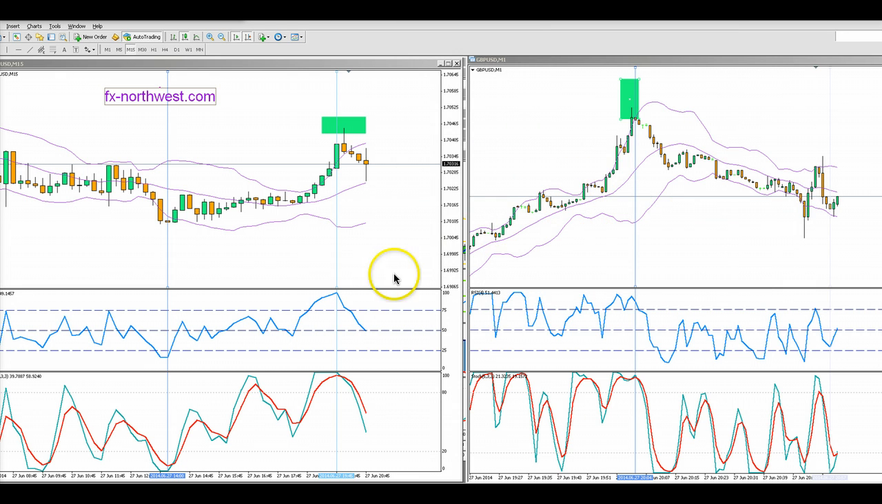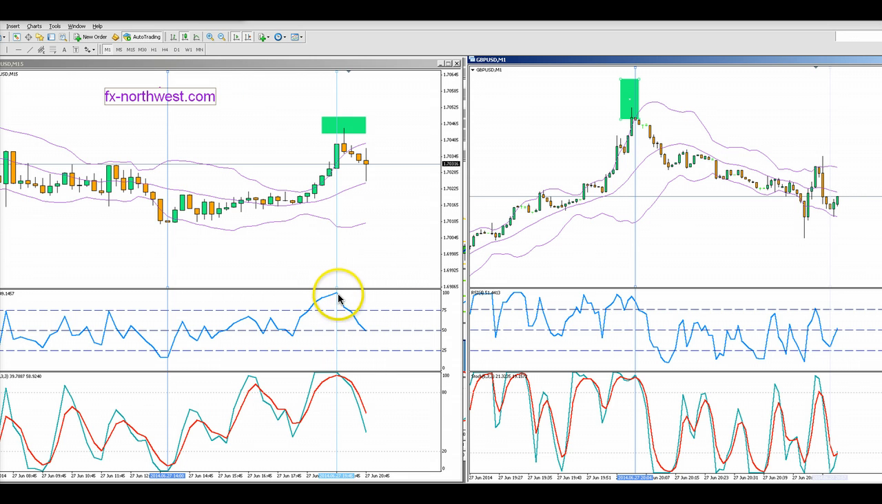Here's a setup on pound dollar, and probably the best thing to do is just have identical charts side by side, one 15-minute, one 1-minute, so you can execute a trade and not have to go from 1 minute to 15 back and forth.